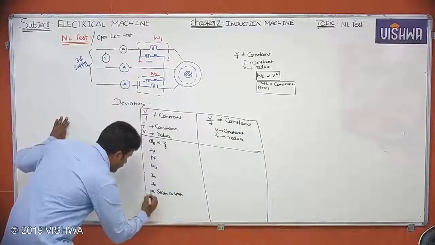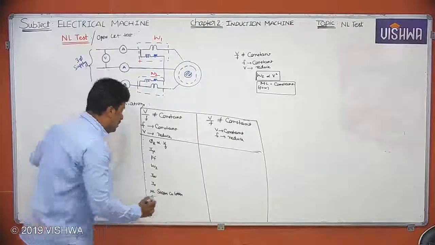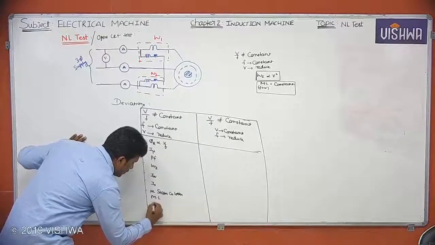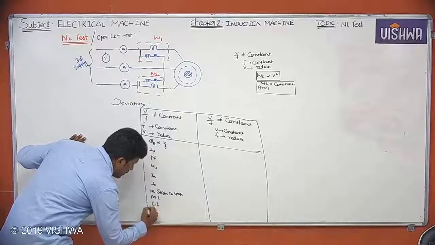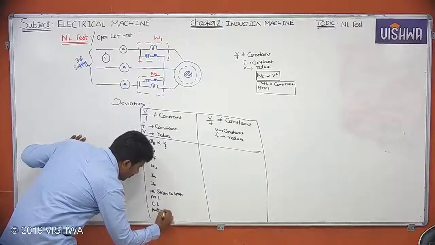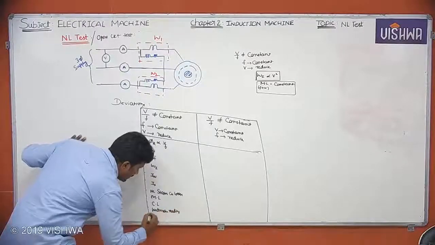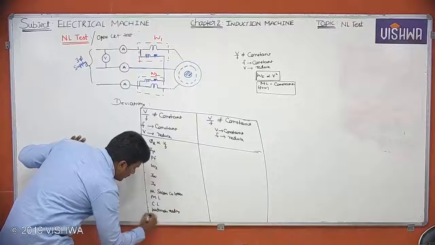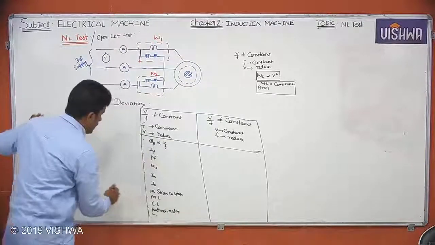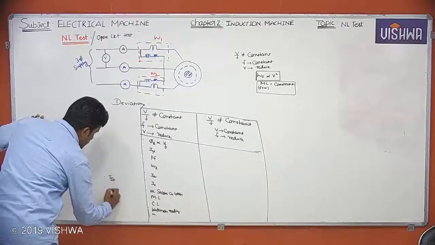Next, constant losses. Before explaining constant losses, tell me first the mechanical losses here. Next you can go for constant losses. Next, the wattmeter reading. Next, T_ST. Space is not there, I'll write here. Next, T_MAX.